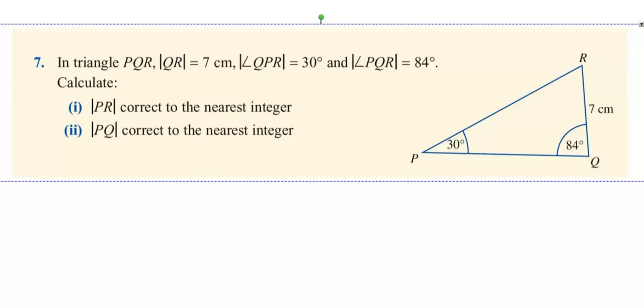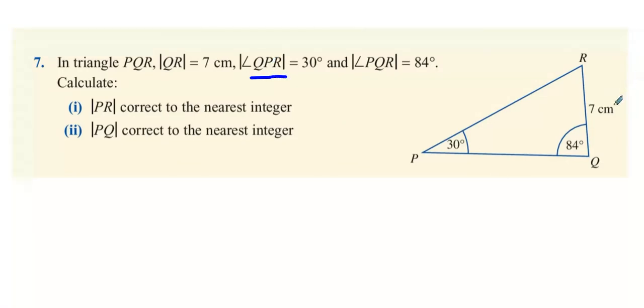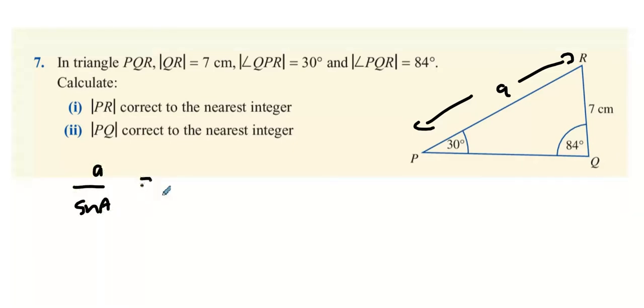Okay, now we're on to 7. Please remember, when it says QPR, it means you go from Q to P to R, and that's why it's 30 degrees there. PQR means P to Q to R, which would be this corner here. Now the first thing we have to find is PR correct to the nearest degree. So call PR A, or you can call it X. It's A over sine A equals B over sine B for the sine rule.